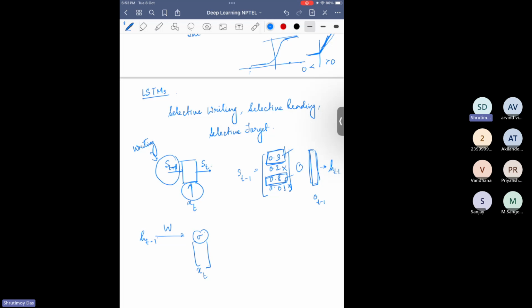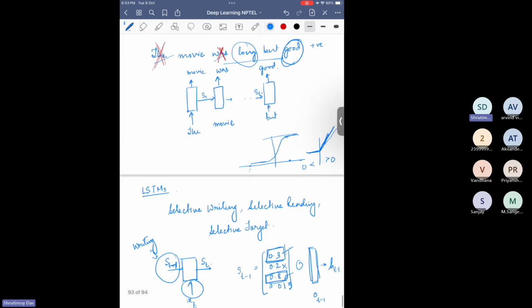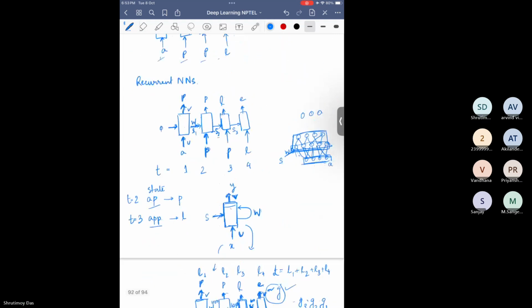And now once you see some state and you see some input, again the network will decide that, given this state, all of these are not important. So for the example of apple, say at time step 3, the state says that I have looked at a, p and p. So your input is p in this case.